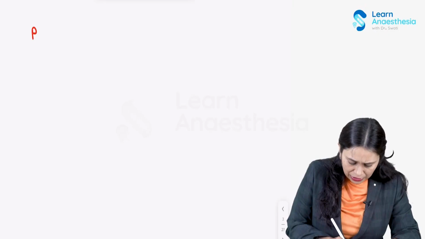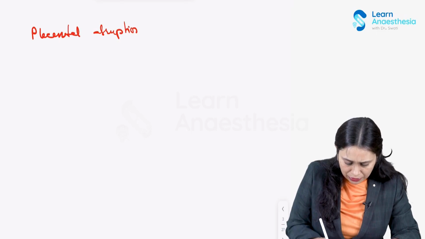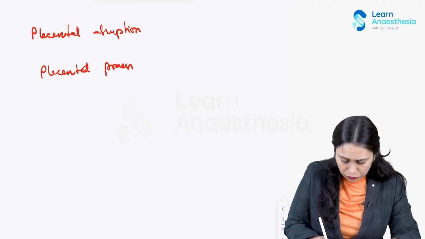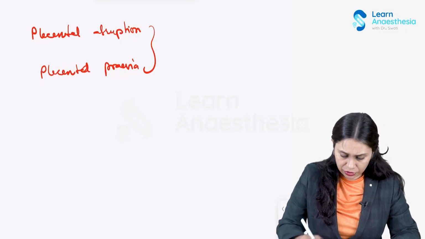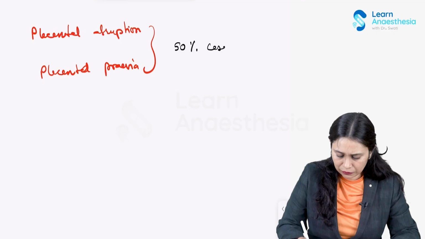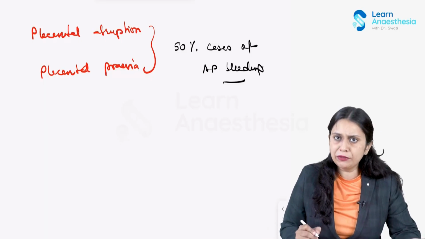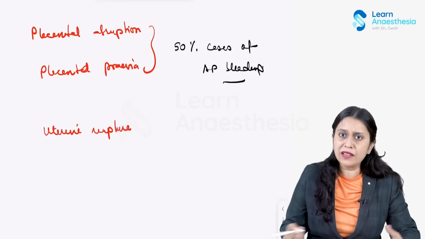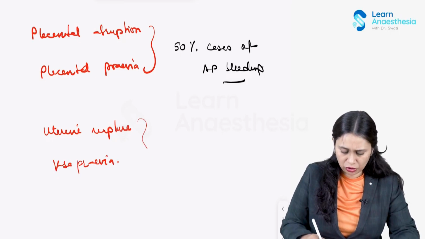So, placental abruption and placenta previa, those are the two most important etiologies of antepartum hemorrhage, and they constitute 50% of cases of antepartum bleeding. There are some less common causes, like uterine rupture, which is a rare cause, and vasa previa, which is again a very rare cause of antepartum hemorrhage, which I will also discuss.